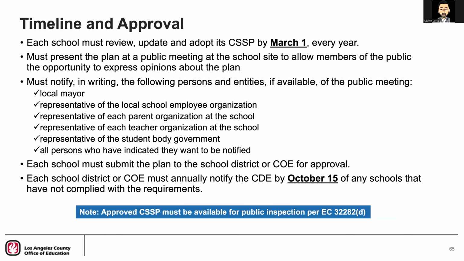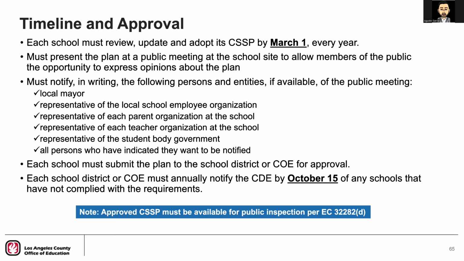Let's take a look at the timeline and approval process for the Comprehensive School Safety Plan. Schools must update and adopt a plan by March 1st of every year. Additionally, the school site council or safety planning committee must present the plan at a public meeting at the school site prior to adopting the plan to allow for public opinion regarding the plan. And this may occur at a regular parent meeting. There are also notification requirements in Ed Code that specify that the school site council or safety planning committee must notify in writing the persons and entities listed, if available, of the public meeting.